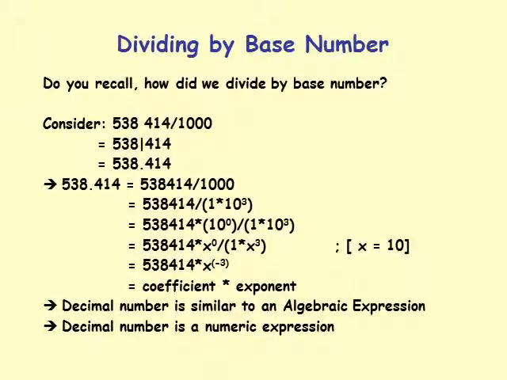Okay, and a decimal number is similar to an algebraic expression. In algebra there are monomials, binomials, trinomials, etc., and polynomials, and a decimal number is a monomial. Let's continue here. A decimal number is a numeric expression, instead of an algebraic expression.